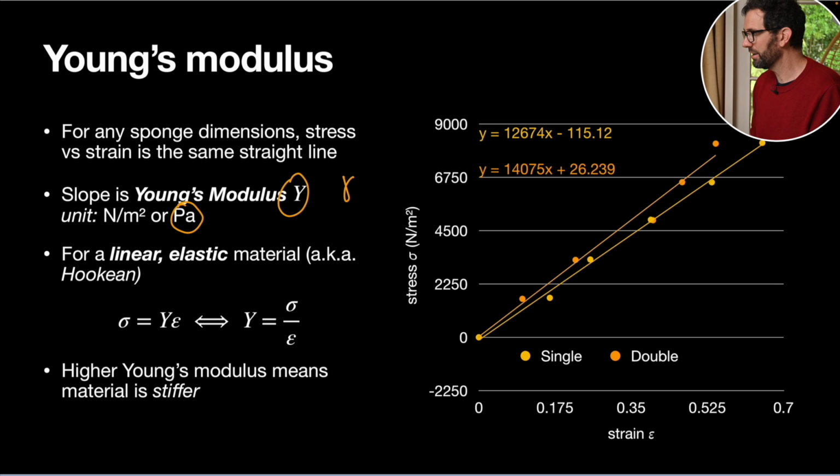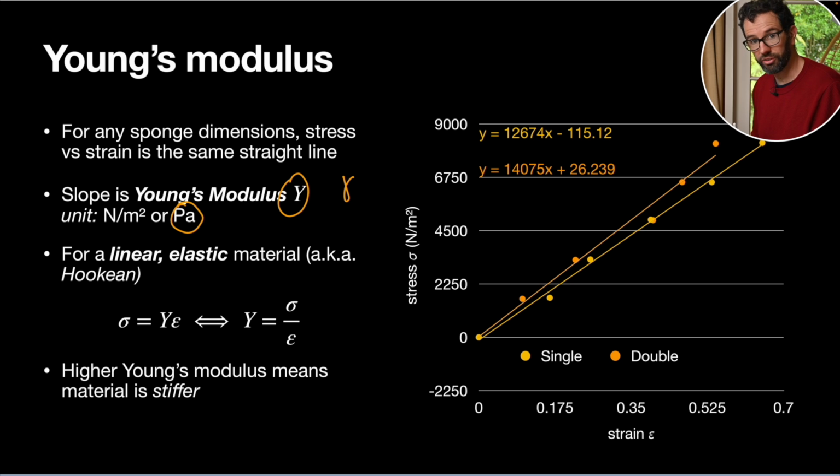So for a linear elastic material, which is sometimes called a Hookean material, what it says is that the stress is just the Young's modulus times the strain. Or alternatively, we can work out the Young's modulus from the stress divided by the strain. And this is just the equation of this straight line here, which we've assumed is going through zero. Zero stress should mean zero strain.